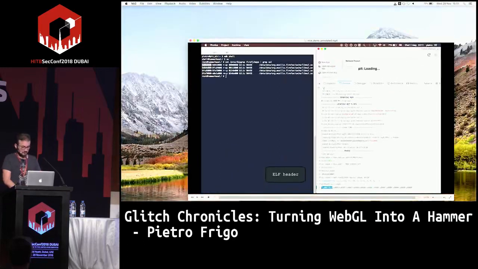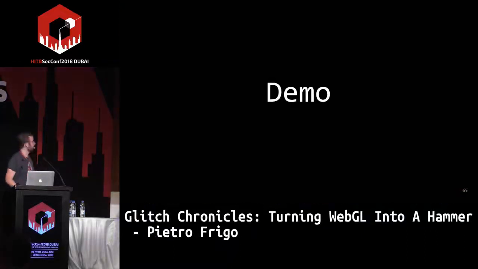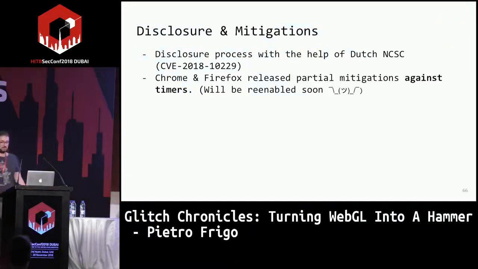So back to the final part of the presentation. Clearly we followed coordinated disclosure, and we talked a lot with the browser vendors for this, mostly with Chrome. We got help from the Dutch NCSC at that time. And with Chrome we discussed a lot about the possible mitigations for this. That time was also when Spectre came out, so they were mostly scared about side channels. So they mostly released patches against the timers.